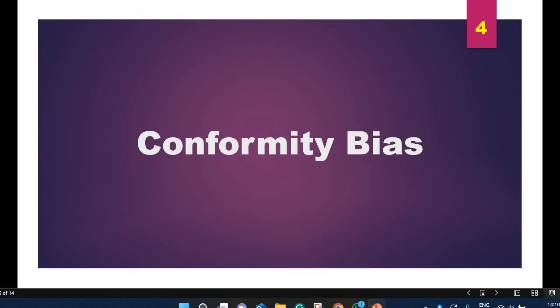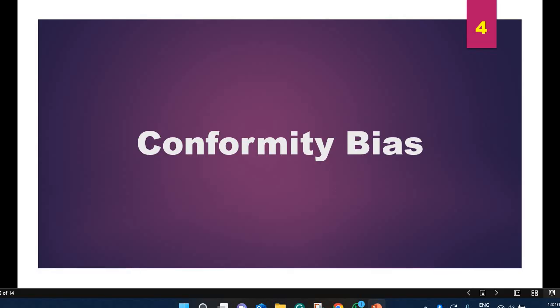The next one is conformity bias. This is embedded in human nature. All humans want to be accepted by others. This is the universal truth. So, when we want to be accepted in a social group, we tend to agree with the views of the majority of the people in that group, or we tend to agree with the views of that group as a whole, whether they are right or wrong. So, basically, right or wrong over here is not given any importance.